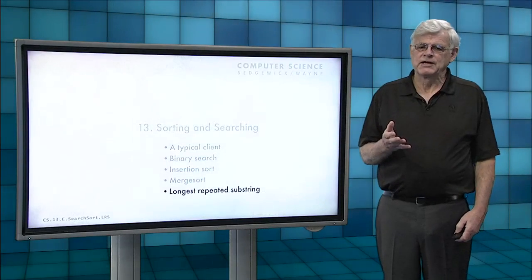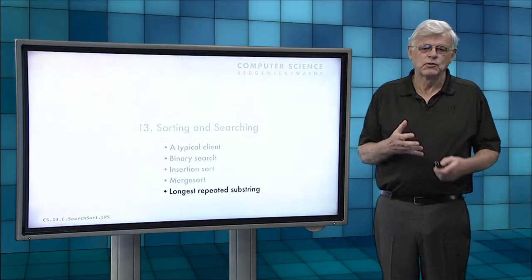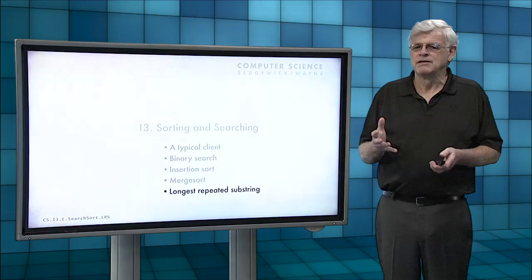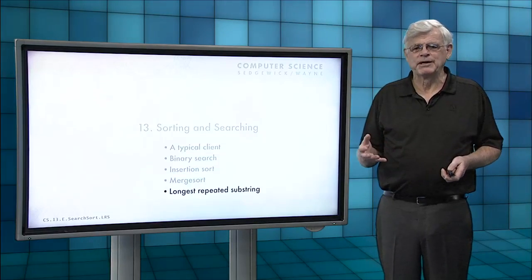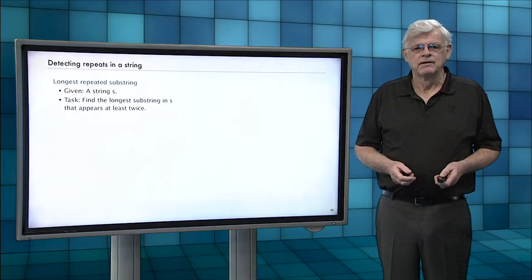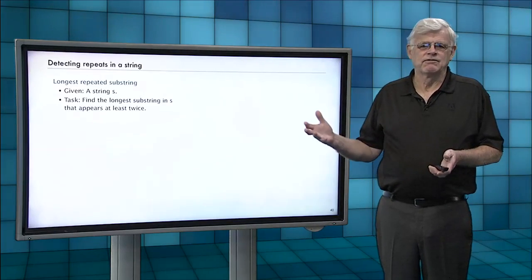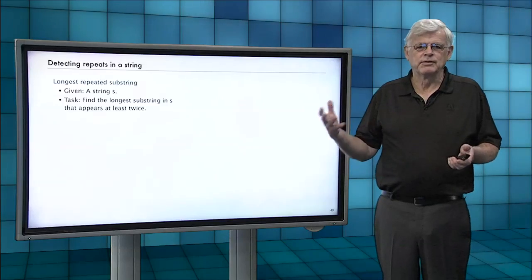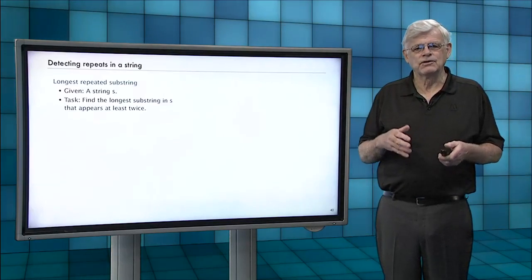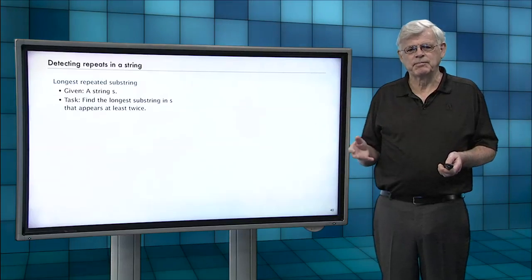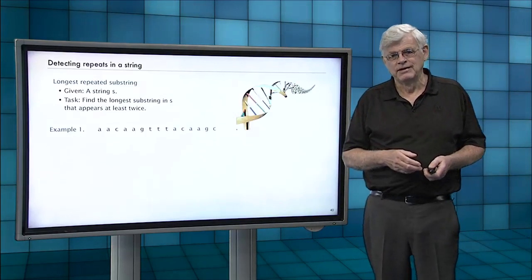We want to finish by looking at an application of sorting, solving a more difficult algorithmic problem to illustrate how sorting can play a role in so many important applications. So the idea is you've got a string. It might be a very, very long string, millions or billions of characters. And what you want to do is find the longest substring in that string that appears at least twice. It's the longest repeated substring problem.